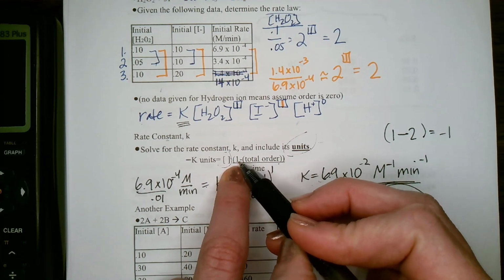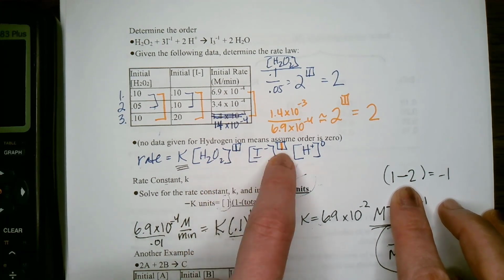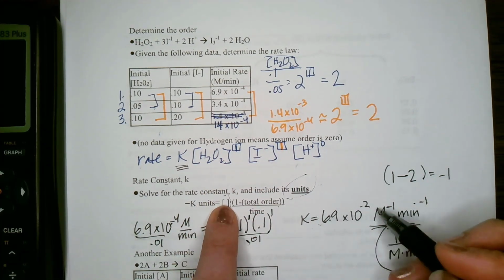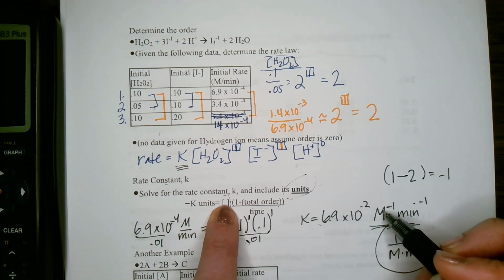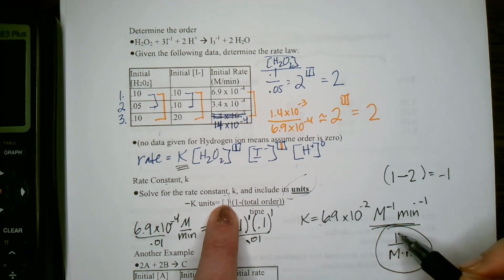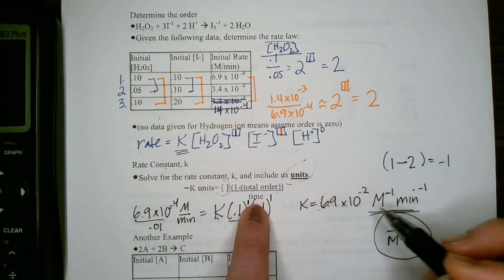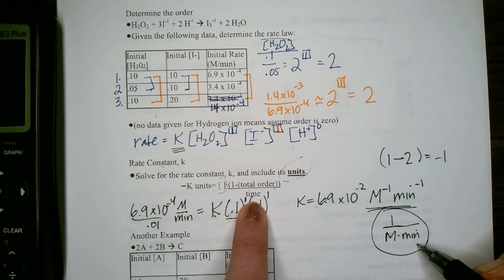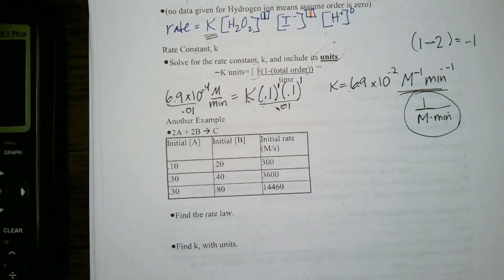To get my units, concentration, M, to the 1 minus my total order, I added up my total order. 1 plus 1 is 2, so 1 minus 2 to get negative 1. So molarity to negative 1, which means it's the inverse of molarity, so 1 over M, and then divided by time, so divided by minutes that we're given.